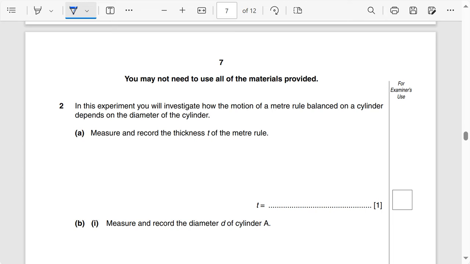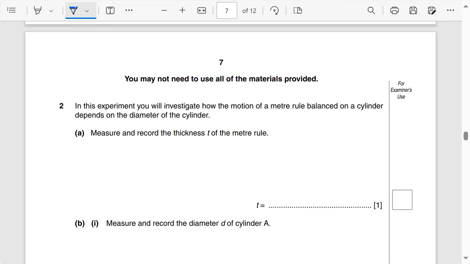In this experiment, you will investigate how the motion of a meter ruler balanced on a cylinder depends on the diameter of the cylinder. In case you're a student, you can ask your teacher to give you the apparatus, and maybe you do the experiment, get results, and compare with mine. This video is just to help you to learn how to lay out your results and how to write the results. So I'll just show you how my student wrote their results.